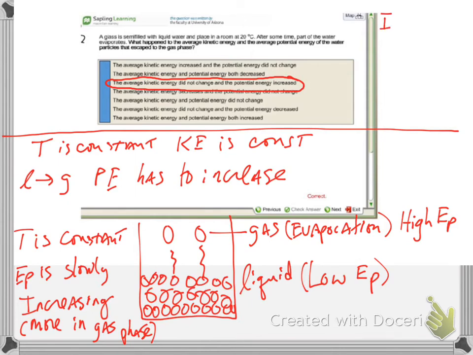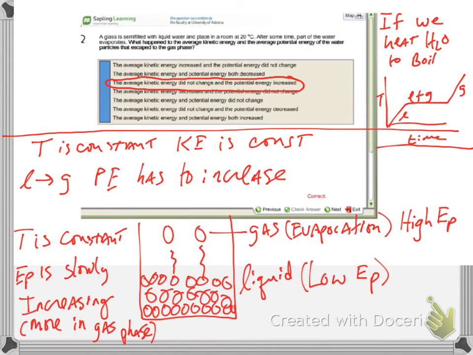Now you want to keep in mind that you should be able to contrast this to heating a liquid up to its boiling point and then heating the gas, which looks something like this, right? Liquid, so with temperature, with time, we're heating a liquid up through its boiling point and up to the gas. We have two different points, A and B, and so going from A to B, the kinetic energy increases because the temperature increases, and the potential energy increases because we're going from liquid to gas.